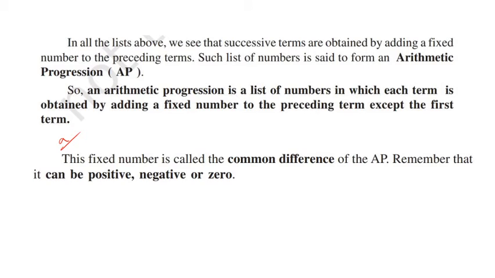Now students, the fixed number that I was talking about is called the common difference. The fixed number is called the common difference of the AP, and it can be positive, it can be negative, or it can be zero. There are no conditions, right?